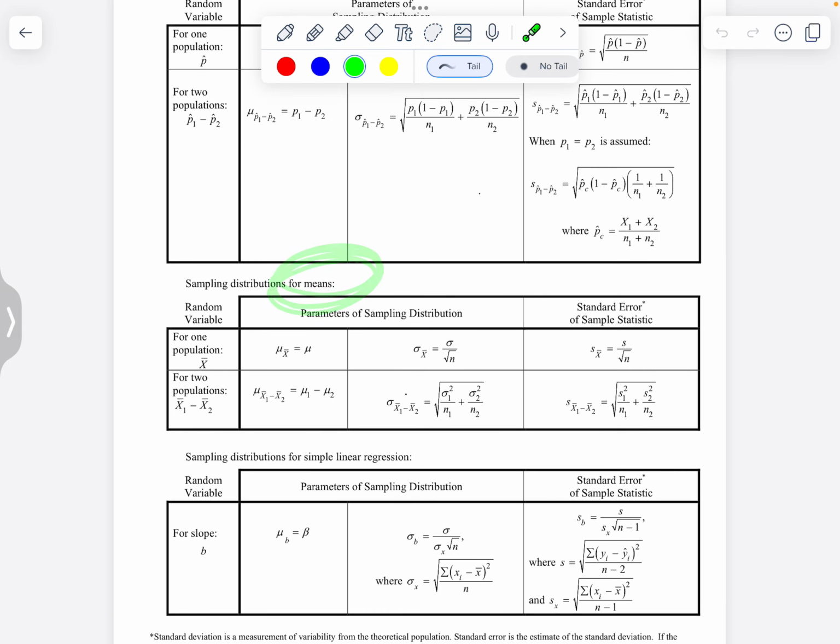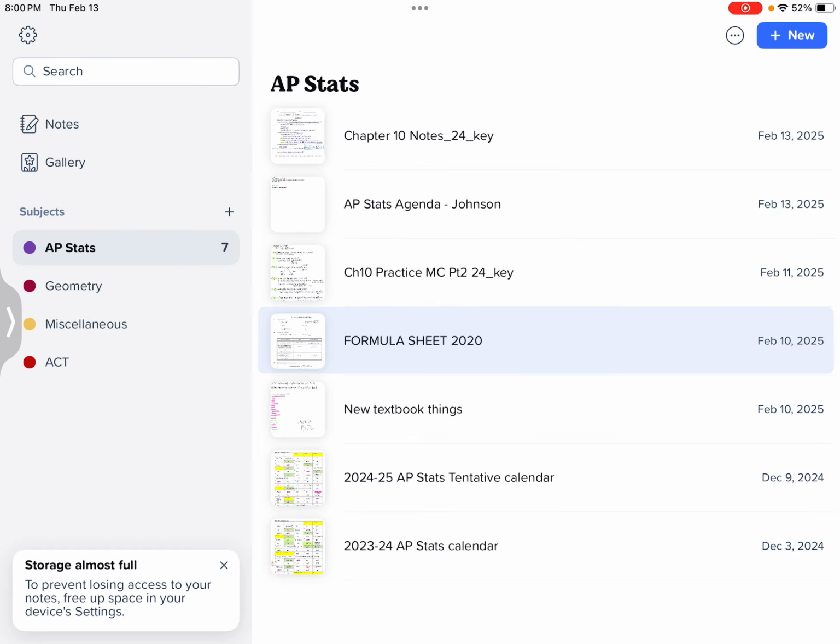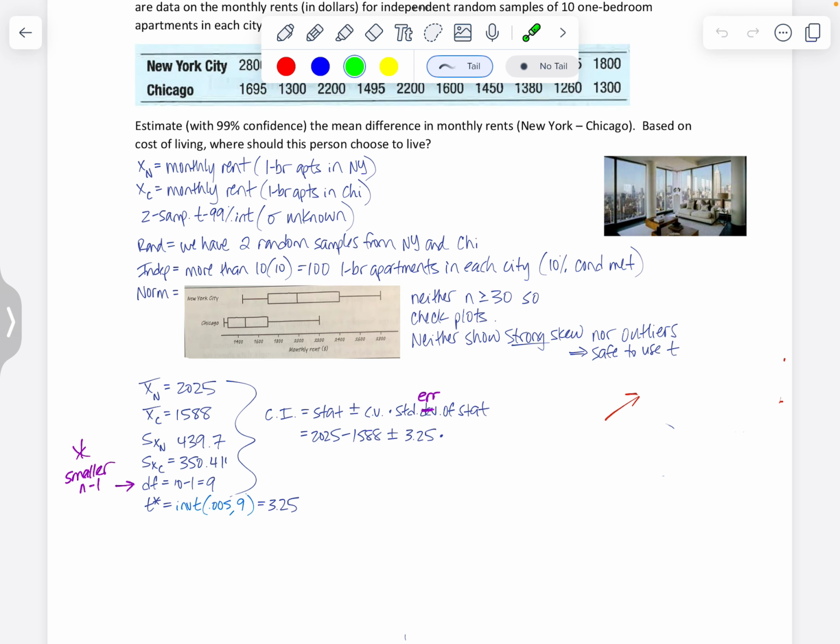And I have two populations because one's from New York, one is from Chicago. There's my statistic. And what I'm using here is my sample standard deviations. I don't know the sigmas, right? So I can't use those. But I'm doing the sample standard deviation squared and dividing them by the sample sizes. So this is what I'm going to be using for the standard error of the statistic. Okay, it's right there on the formula sheet. Make sure you know where to find it.